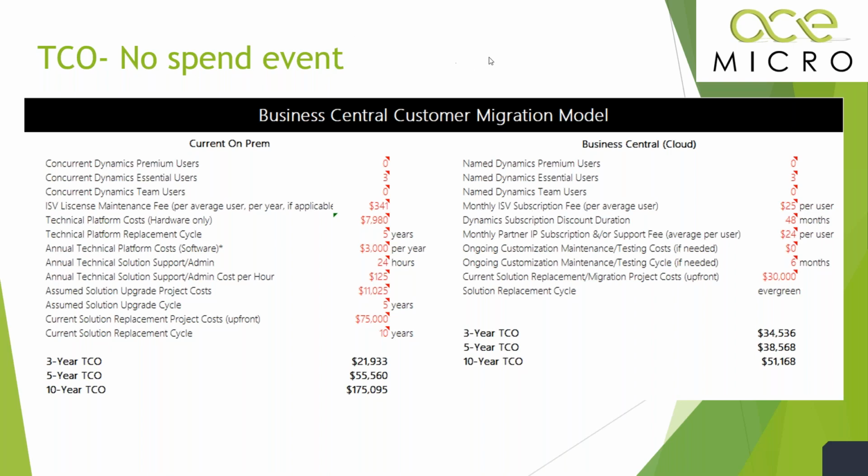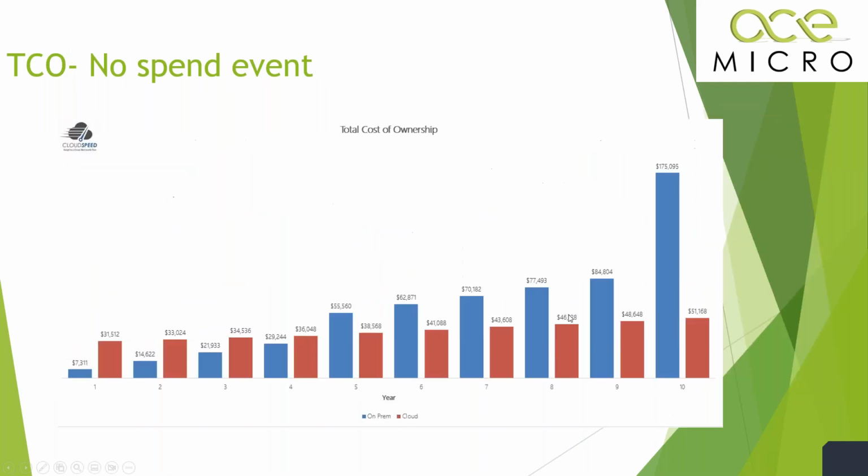And so that's why we say there's really no spend event here. But if you take this and look at it in graphical format, it shows you what we traditionally see: when you make that change from GP to Business Central, well, guess what? You're going to spend more in the first year. Of course you are. It's a big project.